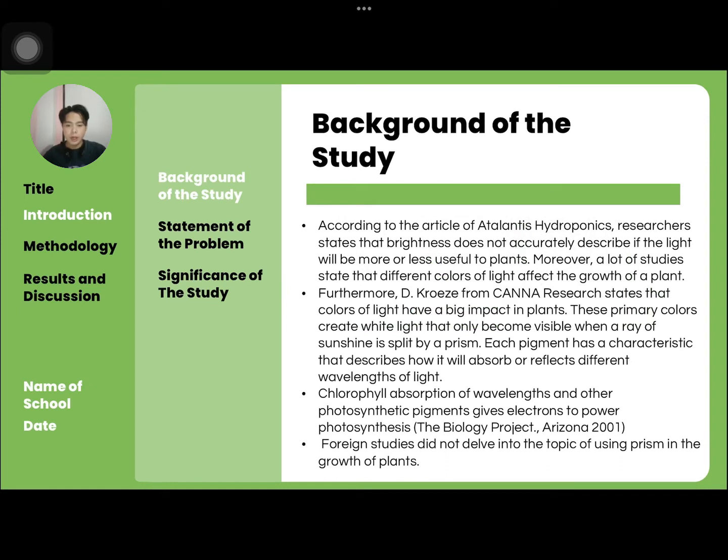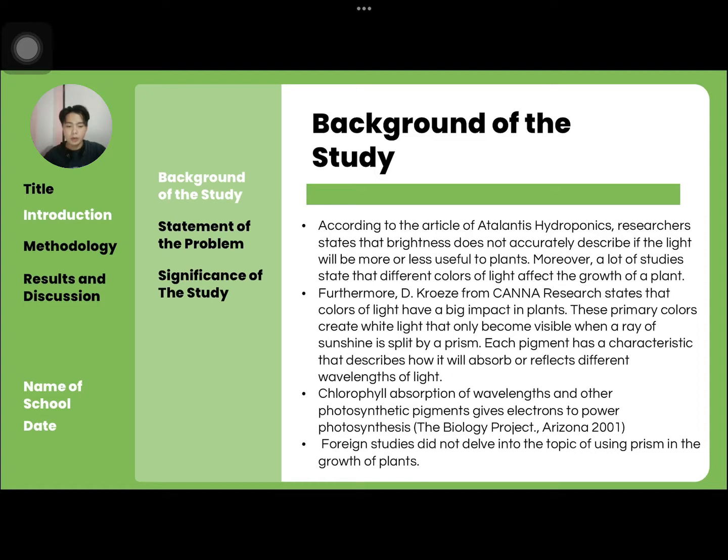According to the article of Atlantis Hydroponics, researchers state that brightness does not accurately describe if the light will be more or less useful to plants. Moreover, a lot of studies state that different colors of light affect the growth of the plant. Furthermore, Dick Rose from Kana Research states that colors of light have a big impact on plants.